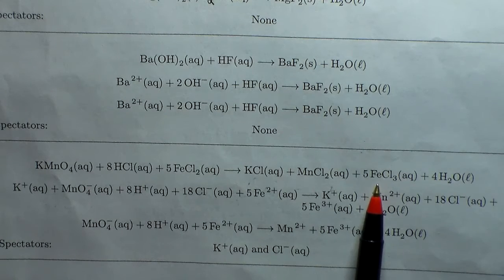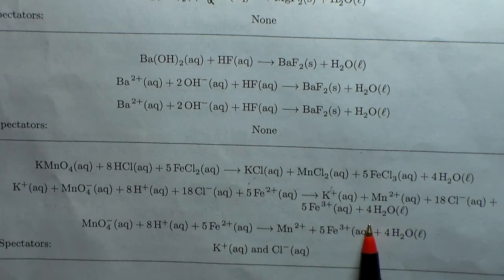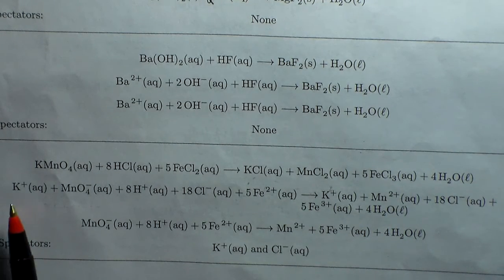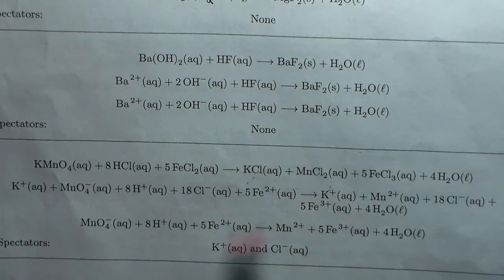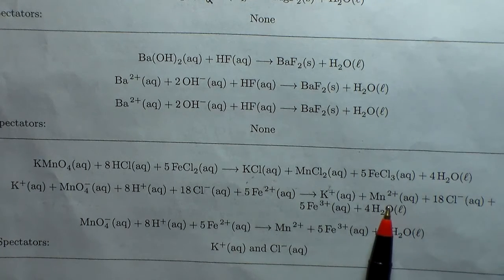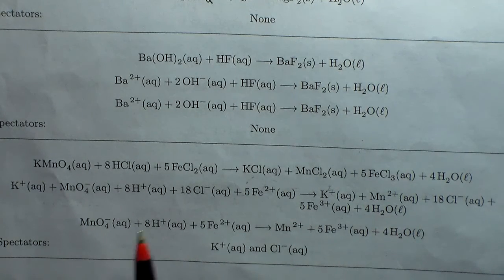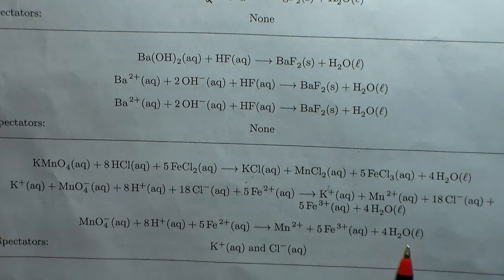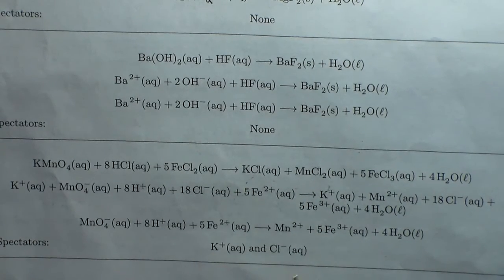Now this is going to be iron 3. Because here I have 3 chlorides, so that has to be iron 3 aqueous, plus my 4 waters, which are liquid. Now what are my spectators here? Notice my potassium. There's my potassium. My permanganate has gone to manganese 2. That's obviously different. My 8 H pluses have gone to waters, so that's obviously different. My 18 chlorides, that's exactly the same. And here my iron 2 has gone to iron 3. So those are different. So that means my spectators here are just going to be my potassium and my chloride.